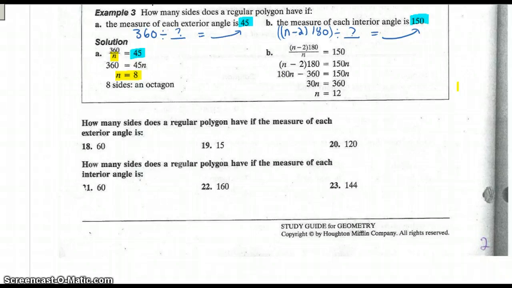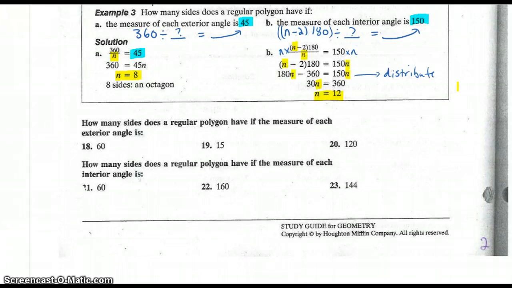Now the equation here looks a bit more complicated, but we're going to set it up like this every single time. So in order to get from step 1 to step 2 in this equation, I had to multiply by n on both sides. Then to get from step 2 to step 3, I need to distribute the 180 into the n minus 2. From there, I subtract the 180n from both sides, divide by 30, and I figure out that my regular polygon that has each of its interior angles equal to 150 degrees is a 12-gon, has n equal to 12 sides.